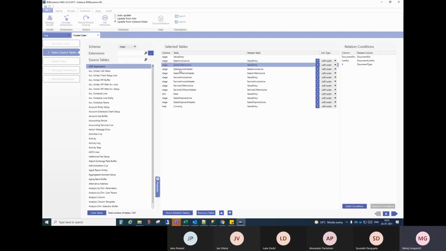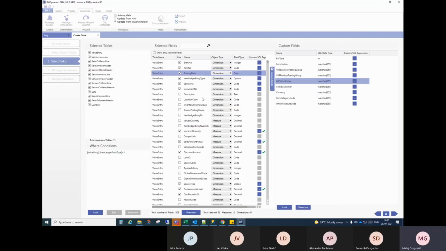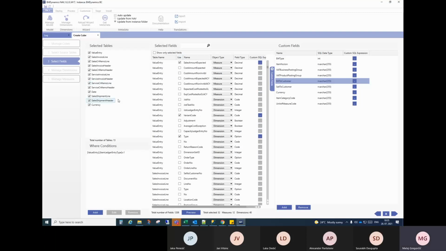Okay, so how do we build dimensions from transactional tables? One thing is to select a specific field here from the tables that we have selected. This is indicated as a dimension, like VAT business posting group. So it will be a dimension, and then you can select it.